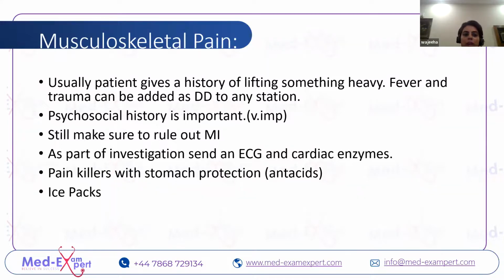Right, so we have another station, right? Is everything clear about pericarditis? Do we have any questions about pericarditis? Yes, thank you, doctor. Okay.